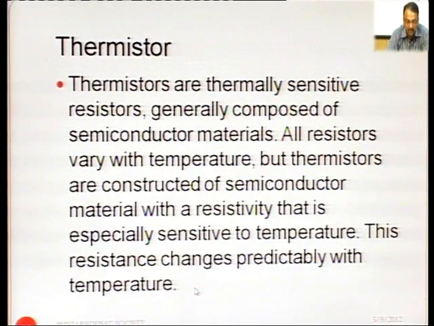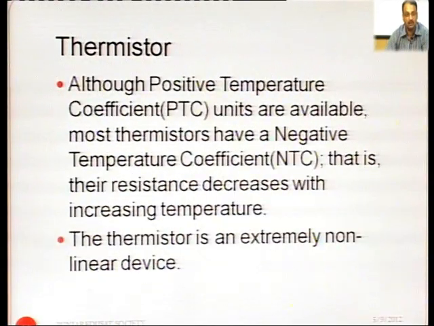Thermistors, the next category of variable resistor type of transducers. Thermistors are thermally sensitive resistors. That means they are generally made up of semiconductor materials. These are resistors which vary with temperature. So all resistors vary with temperature, but thermistors are constructed of semiconductor material with a resistivity that is specially sensitive to temperature. That means their resistivity depends upon temperature. This resistance changes predictably with temperature.